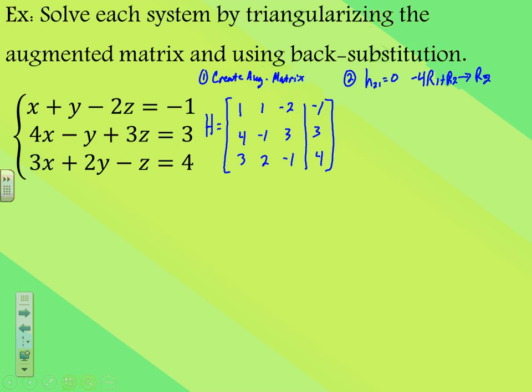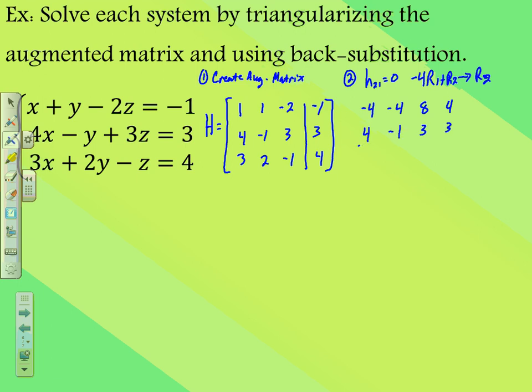So let's go ahead and do our operation. So multiply negative 4 by everything in row 1, and I'll get a negative 4, a negative 4, I don't want them so close, negative 4, negative 4, positive 8, and a positive 4. And row 2 is just 4, negative 1, 3, and 3. Go ahead and combine those. And there's the 0 that I wanted. Here's a negative 5, here's an 11, and here's a 7. So this is my new row 2.